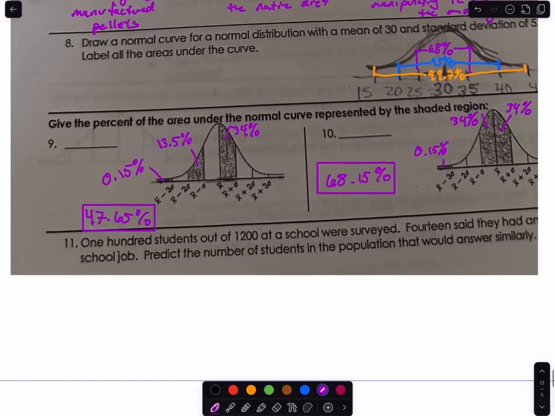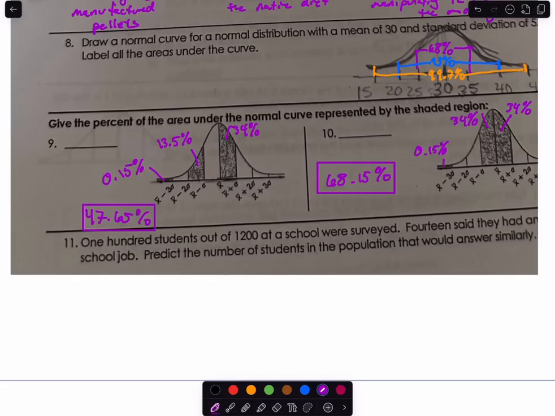Okay, let's see. We got one more. 100 students out of 1,200 at a school were surveyed. 14 said that they had a school drive. Predict the number of students in the population that would answer similarly. 14 out of 100.